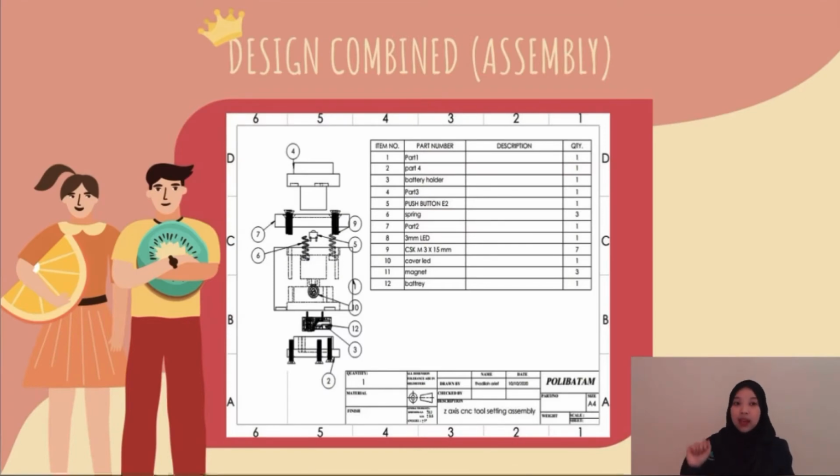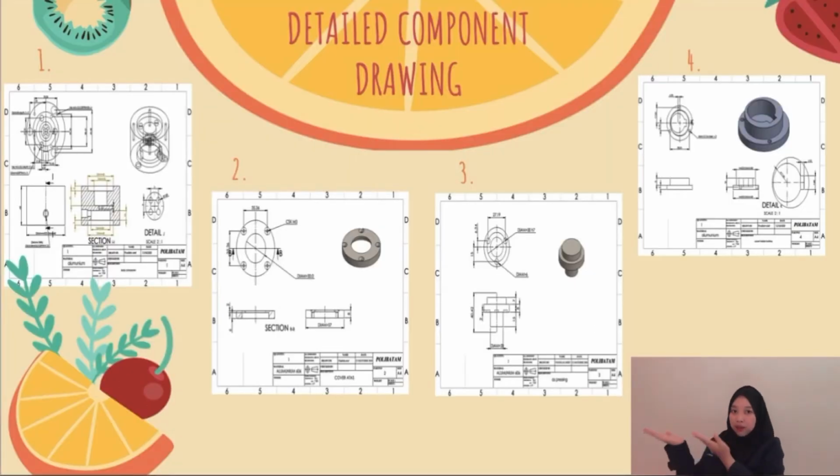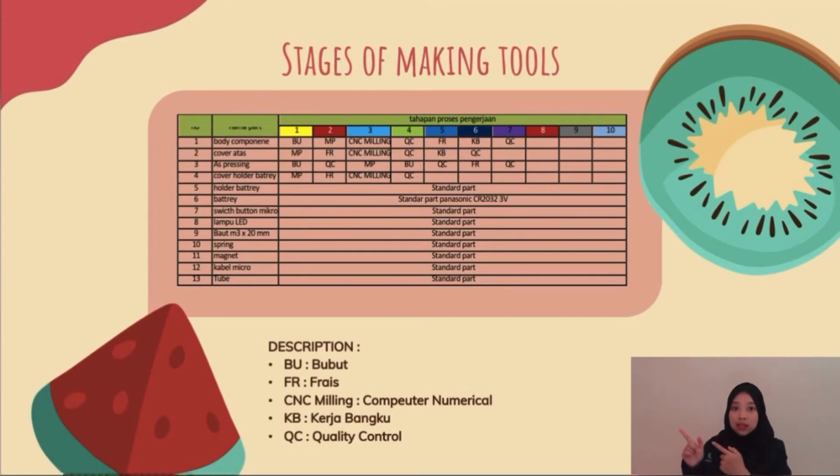This is the design combined assembly for the Z-axis tool setting. Next, we have the detailed component drawings. And then, this is the stage of making tools. In this stage of making tools, there are 13 parts.